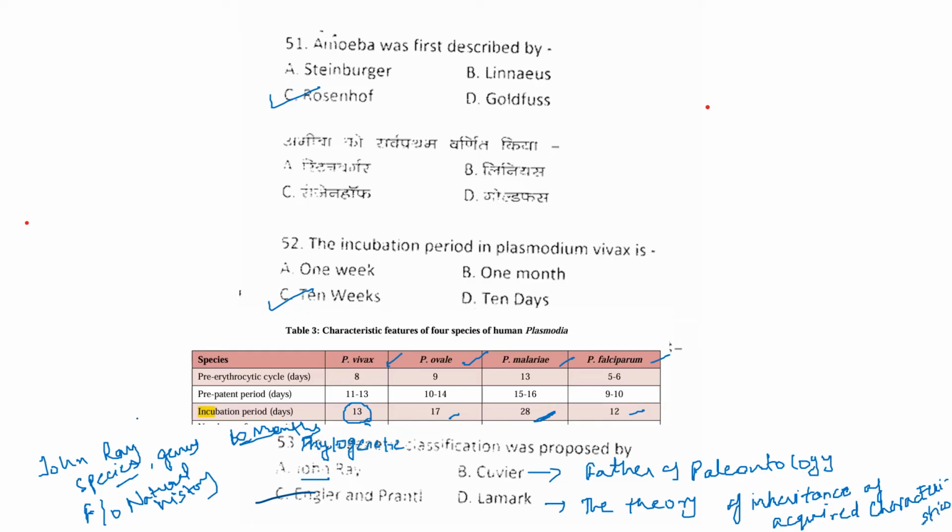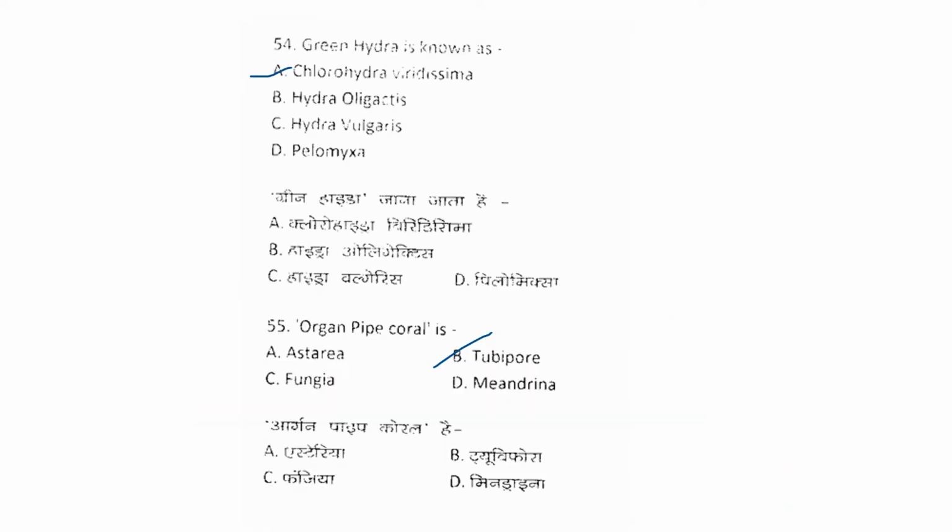Okay, so the answer over here is phylogenetic classification was proposed by Engler and Prantl. Now the next question is, green hydra is known as Chlorohydra viridissima, Hydra oligactis, Hydra vulgaris, or Pelmatohydra. So the correct answer is A, Chlorohydra viridissima. Now the next question is organ pipe coral is. So organ pipe coral is actually Tubipora.